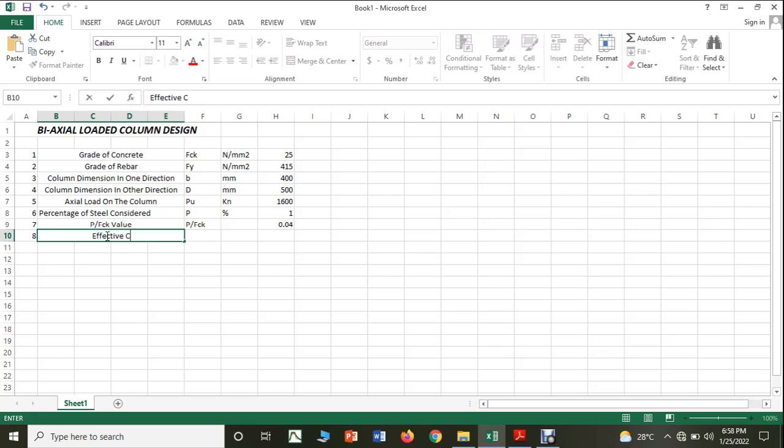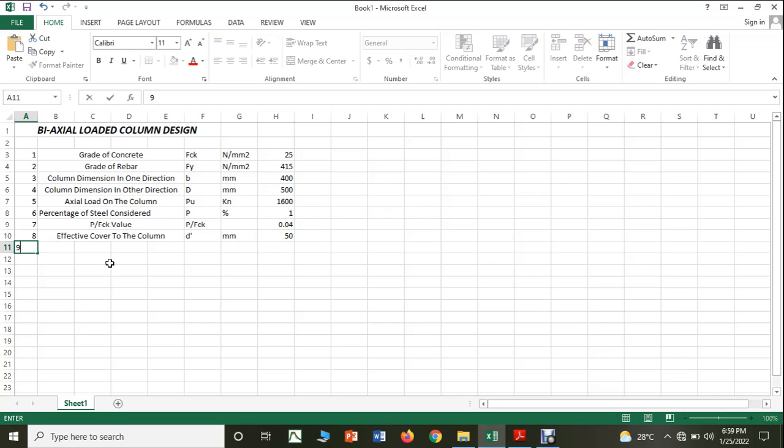Effective cover to the column. So that is nothing but your d dash. Okay, so that will be in mm. I'm going to give effective cover to the column as 50.